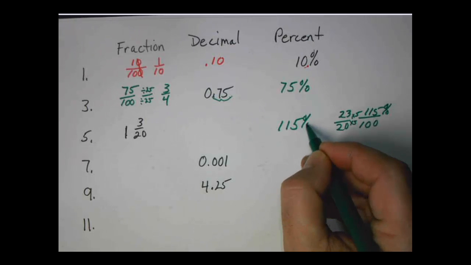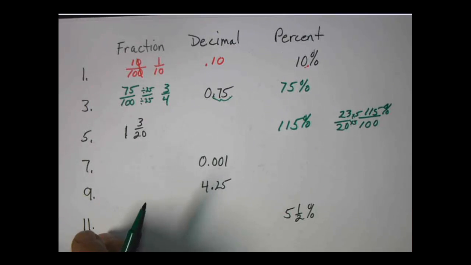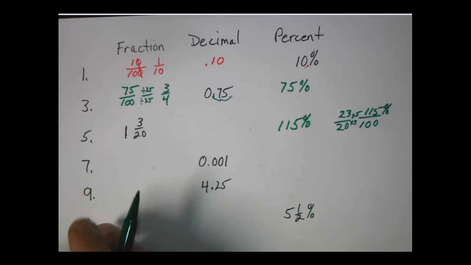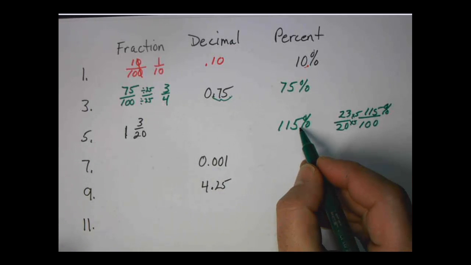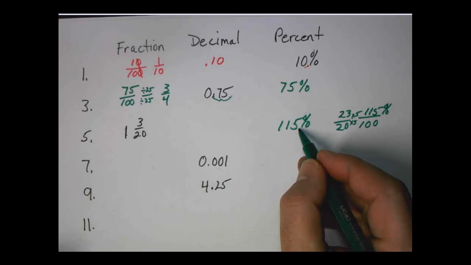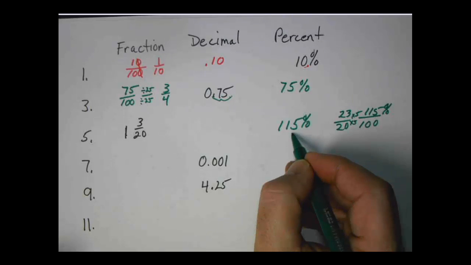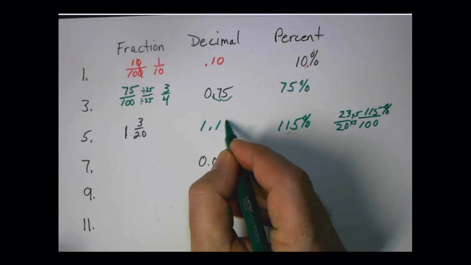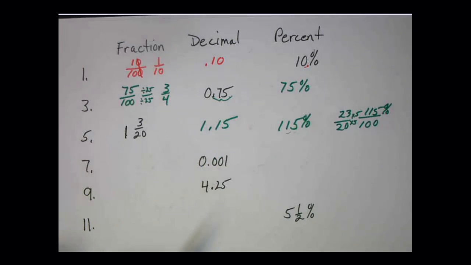And you can do these in any order. If you wanted to do decimal first, that's certainly fine. And then once we have that, we convert this by moving it 2 spots to the left. Gives us 1.15 as a decimal. So it's just flowing back and forth, reviewing the lessons that we've had so far in this chapter.